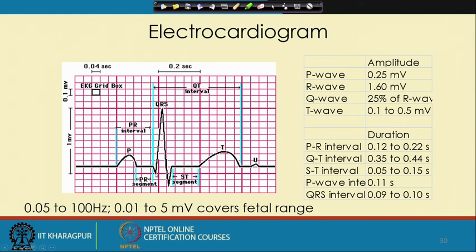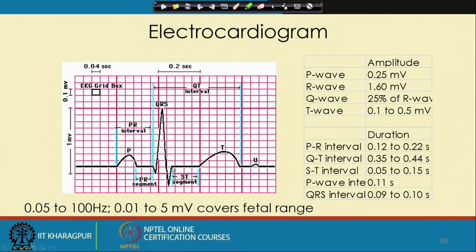In the PR segment, it goes down a little first, and we get this point as the Q, and the maximum voltage point is called the R point, then it comes down again, called the S. This R wave, having the maximum magnitude, has a voltage of about 1.6 millivolt, and the change in voltage in the QRS complex is much faster compared to the PR waveform.